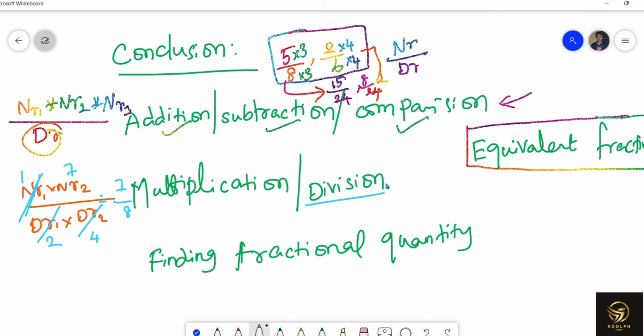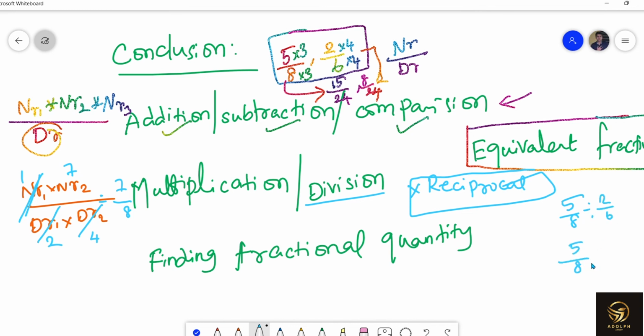That is, instead of dividing, you have to multiply by the reciprocal. Division is nothing but multiplying by the reciprocal. So that's how we can connect division and multiplication. You have one fraction, 5 by 8, and you have to divide it by 2 by 6. Instead of that, you have to multiply 5 by 8 with the reciprocal of the second fraction, which is 6 by 2. Then that's it. If possible, simplify, multiply, whatever you do for multiplication, just apply it so that your answer will be complete.